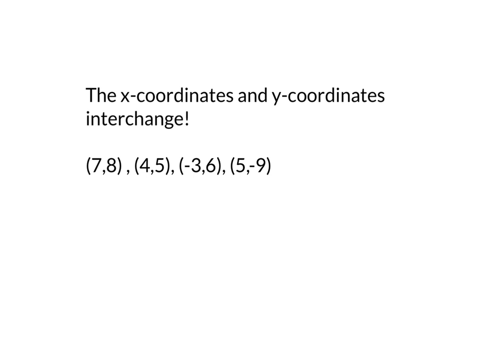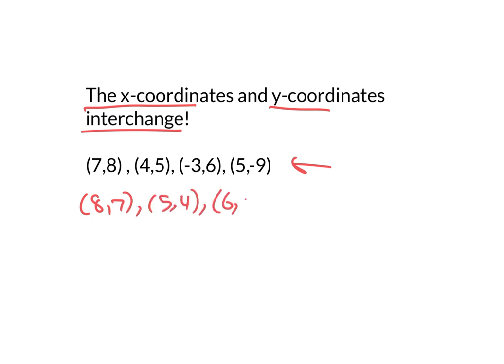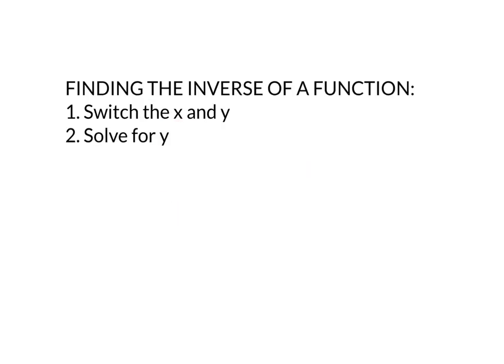Hey guys, today we're going to find an inverse of a function. An inverse is when the x coordinates and the y coordinates just interchange. Like I have a function right here with some points from the function, and here's what the inverse would be: (8, 7), (5, 4), (6, -3), (-9, 5). Once again, for an inverse, the x's and y's just switch.